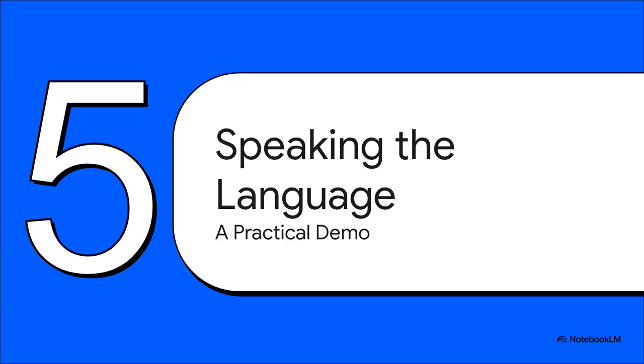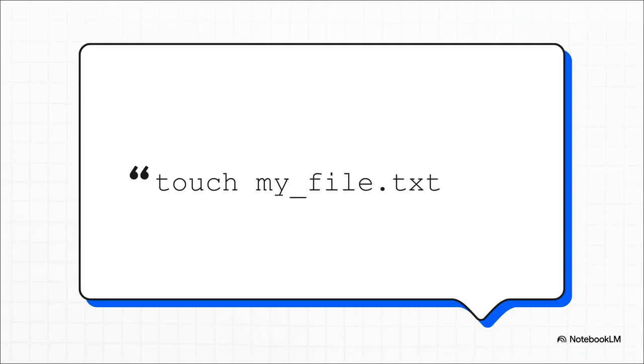Okay, enough theory. Let's make this real. We can actually see these concepts in action with a few simple commands. This is how we speak the language of the file system. First, let's create an empty file with the touch command. When we do this, the file system allocates a brand new inode, our index card, and then it creates a directory entry that links the name myfile.txt to that inode.